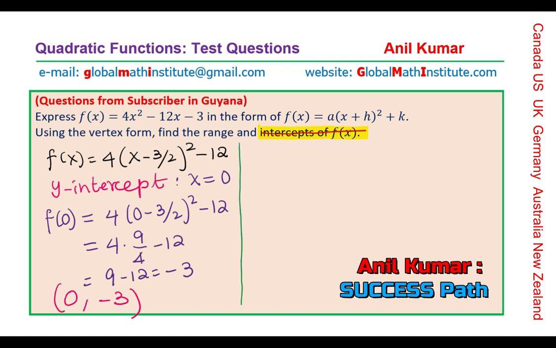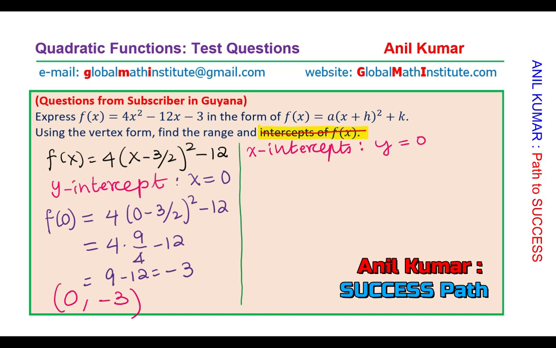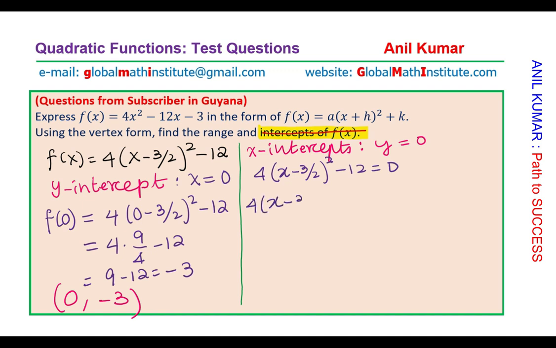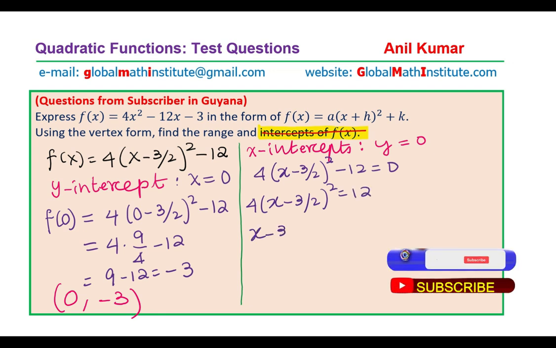And now let us find the x-intercepts. Perfect. X-intercepts means that the y value is 0. Equating y to 0, we can rewrite our equation as 4 times x minus 3 by 2 whole square minus 12 equals 0. Bringing 12 to the right side, we get 4 times x minus 3 by 2 whole square equals 12. Dividing by 4 gives x minus 3 by 2 whole square equals 12 divided by 4, which is 3.